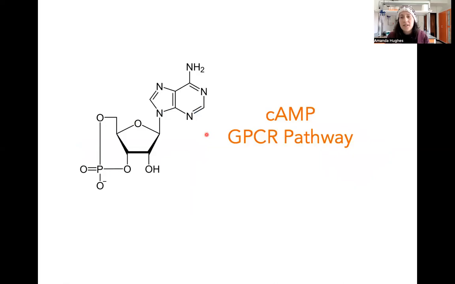All right, so the first pathway we're going to look at for the GPCRs is the cyclic AMP. So we're going to create cyclic AMP, which would be cyclic adenosine monophosphate.